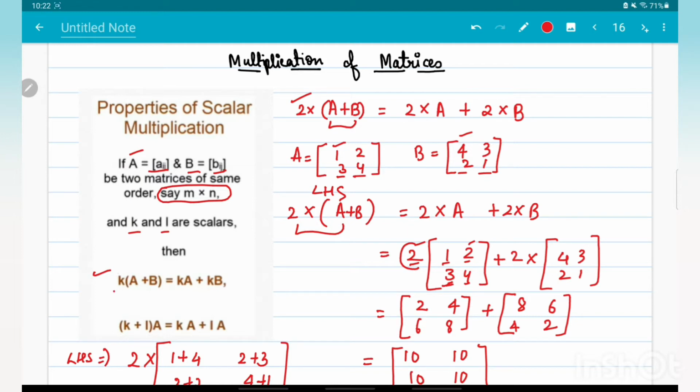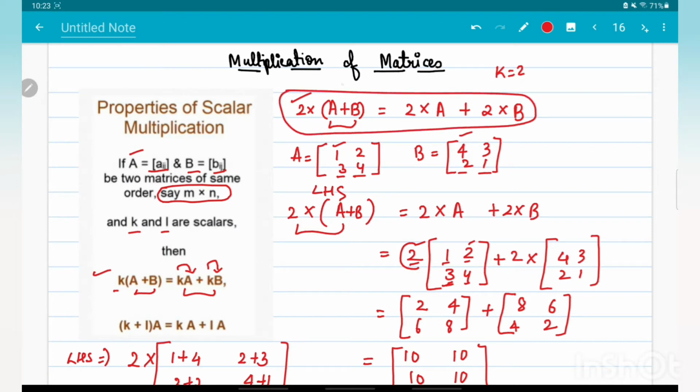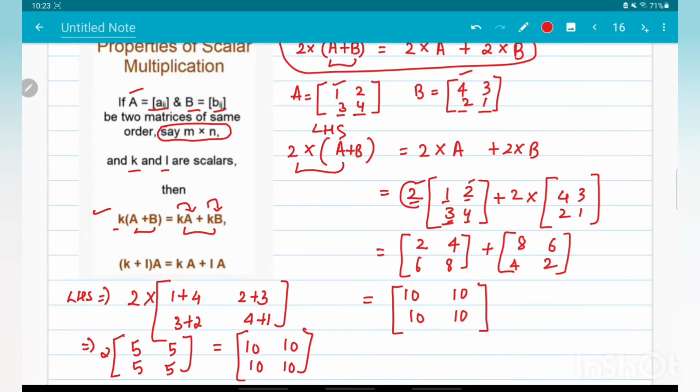So when I have multiplied this constant k with the addition of these matrices, it can even be written as k, that is the constant, multiplied with matrix A, and then the constant multiplied with matrix B. So that is what I've done over here. Suppose here my k was 2, and that is what I've done here. I've satisfied this thing that LHS is equal to RHS. Similarly, if I have two constants k and l, then when I add k plus l and multiply the final thing with matrix A, it can even be done as multiplying the first constant with matrix A and the second constant with matrix B. So those are the properties of scalar multiplication. Now let us see how we multiply two matrices directly.